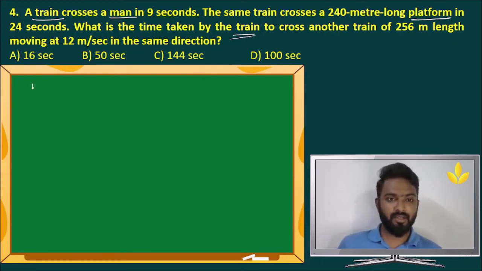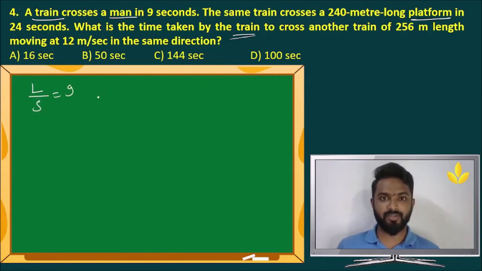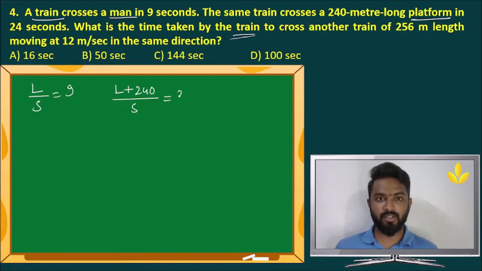This means that the length of the train divided by the speed of the train equals 9 seconds. Now the same train crosses a 240-meter long platform in 24 seconds. So length of the train plus 240-meter long platform divided by speed of the same train equals 24 seconds. Alright, so we have 2 equations and 2 unknowns.